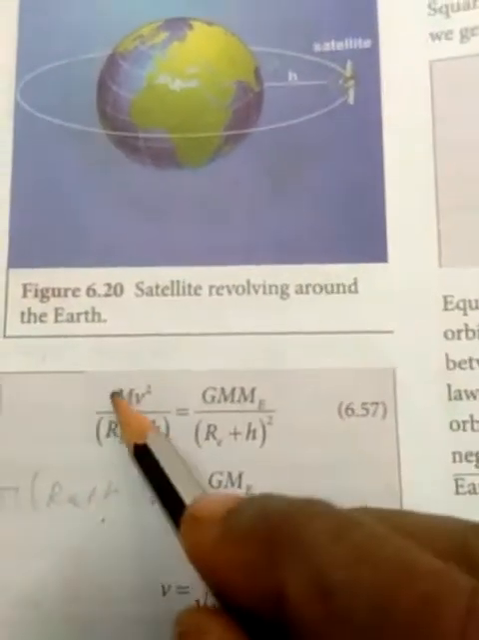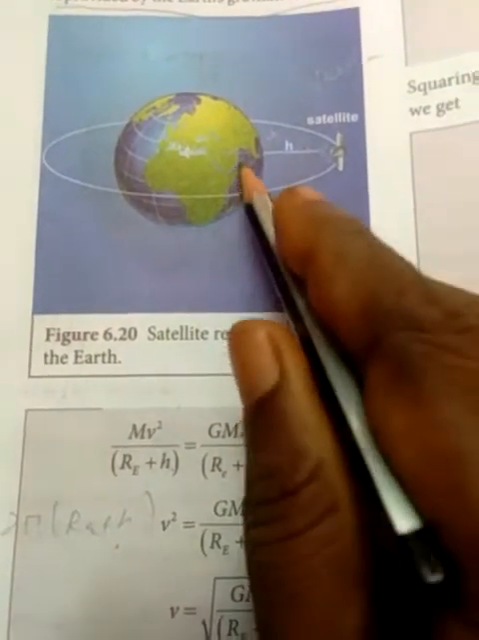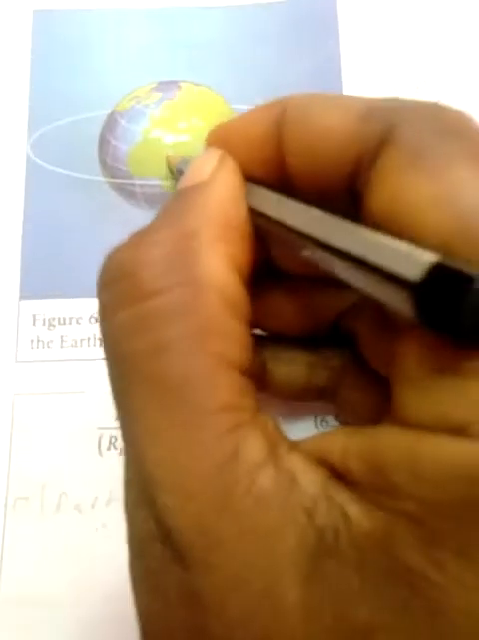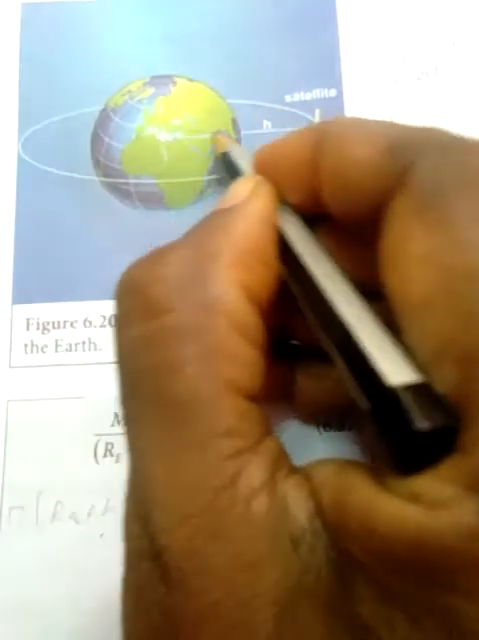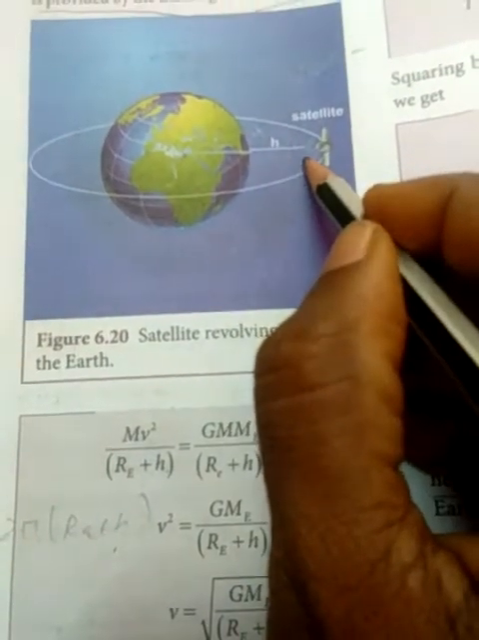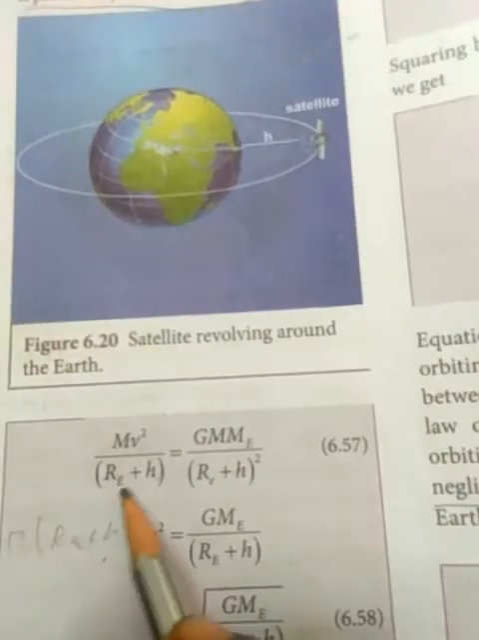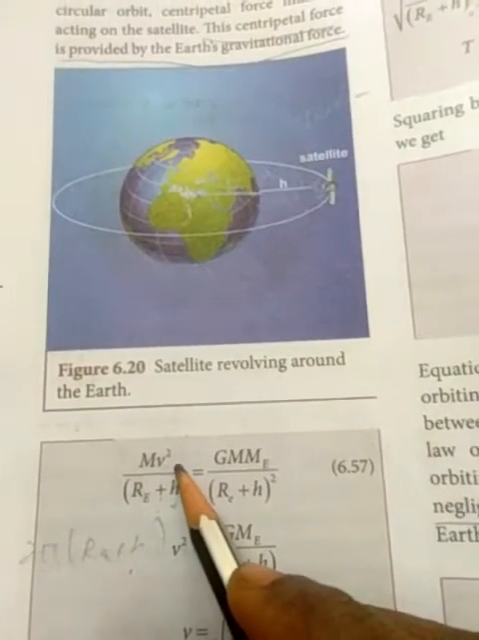Next do that calculation. You see that m v squared by R_e plus h. So R_e is the distance from the surface of the earth to its center point, and the distance from the surface to the satellite is h. So the whole distance is taken as R_e plus h. Here m is the mass and v is the velocity, meaning the speed.